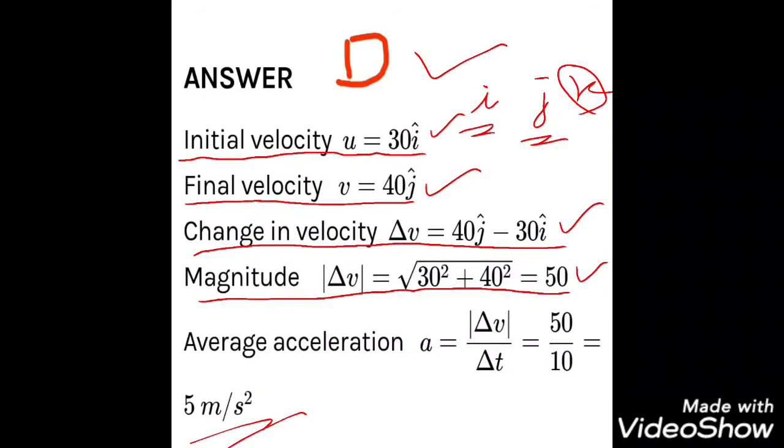That is the magnitude of the change in velocity. So average acceleration is equal to change in velocity by time. How much time have they given in the problem? 10 seconds. So 50 by 10, you will get 5 meter per second square, which is the correct answer.